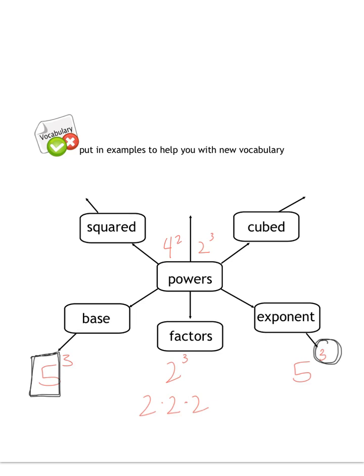Our squared, those are numbers like 4 squared or 3 squared, things like that. And cubed are to the power of 3, so that's like our 3 to the power of 3, or our 4 to the power of 3. So those are what powers and our bases and our exponents look like.